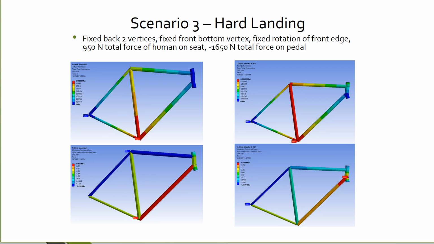Scenario 3 looked at what would happen when the bike endures a hard landing on both wheels off of a jump. The following images show these results for both geometries.